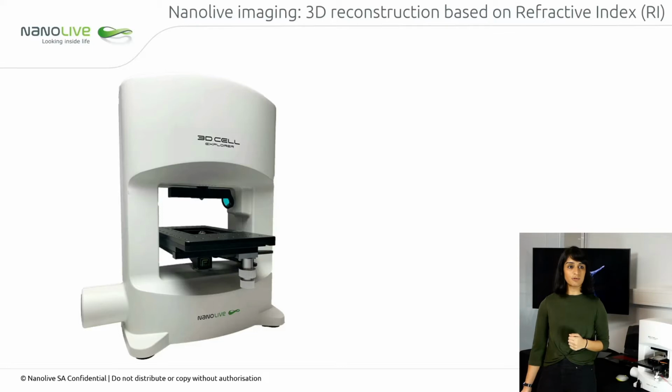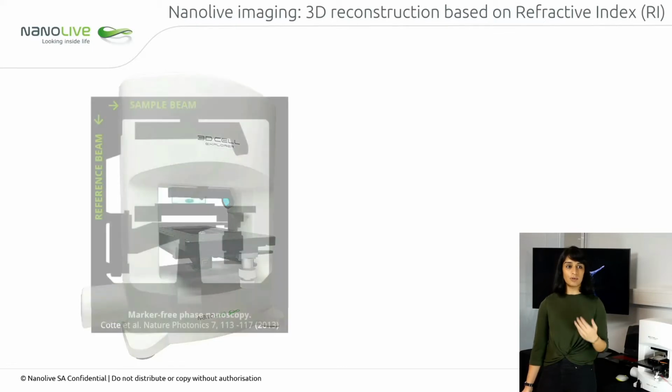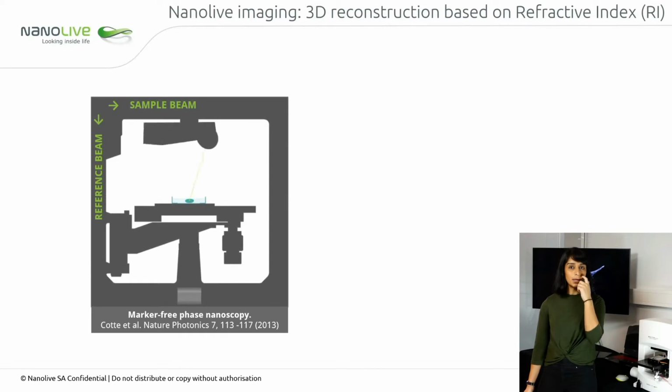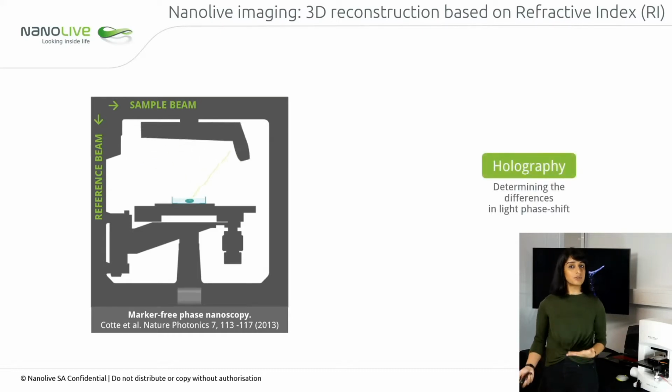If we look inside the microscope, that's what we see. You have on one hand the light source in the top corner, split into two, sample beam, reference beam. As explained earlier, the reference beam will not be distorted, however the sample beam will. And as the two meet together, you can then create an image of the interference pattern and the holograms that come from that. So that is basically the principle of holography, is to determine the differences in light phase shift.